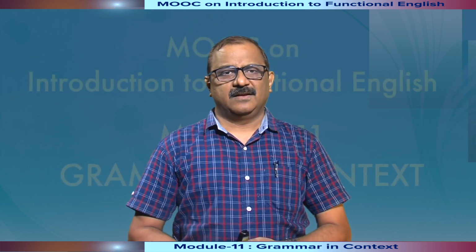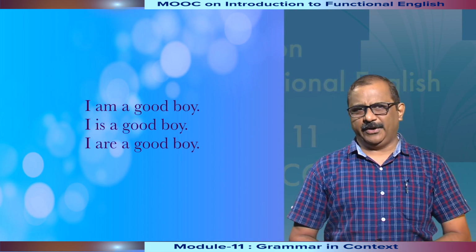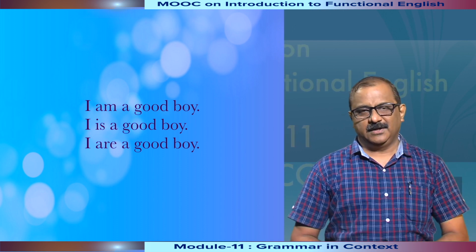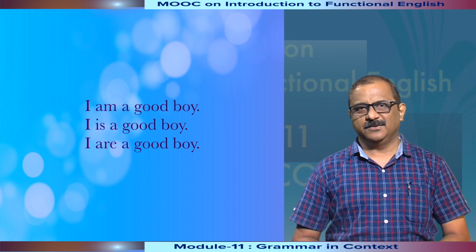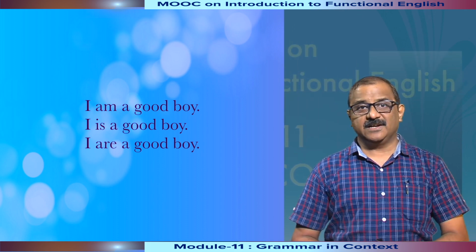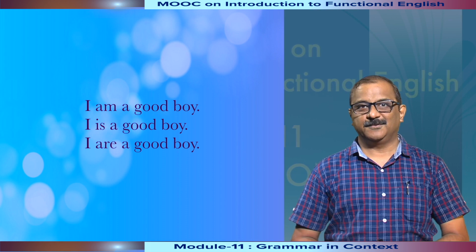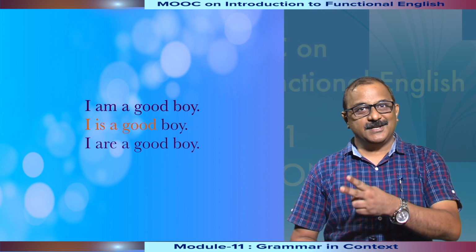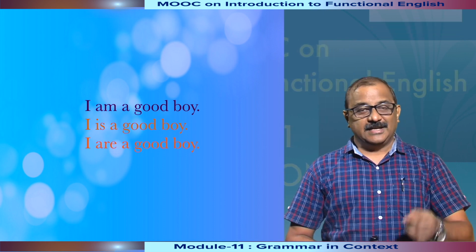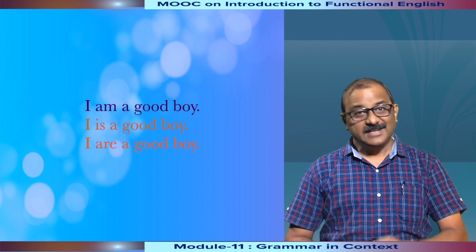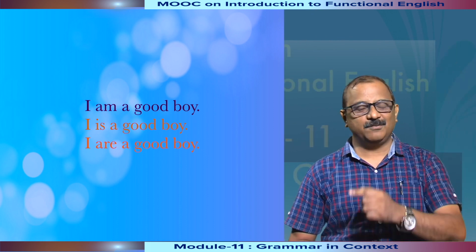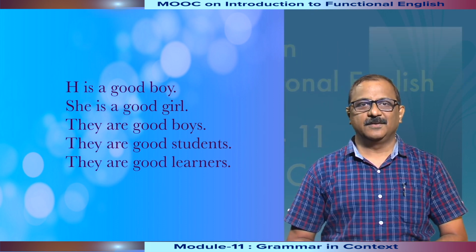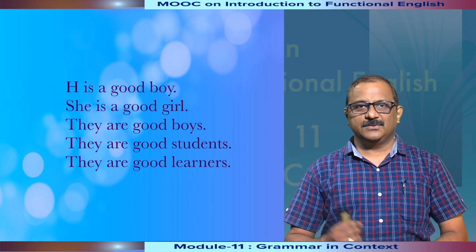Now let us say: I am a good boy, I is a good boy, I are a good boy. These are the three sentences. If I ask you to tick the one which is incorrect, there is more than one incorrect. Exactly. I should have asked you to tick the two which are incorrect, or rather may I ask you to tick the one which is correct. What is the answer? Exactly. The answer is I am a good boy. Why not is? He is a good boy, she is a good girl. Why is it not here? They are good boys, they are good students, they are good learners.